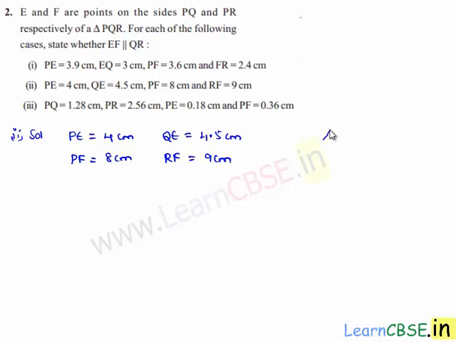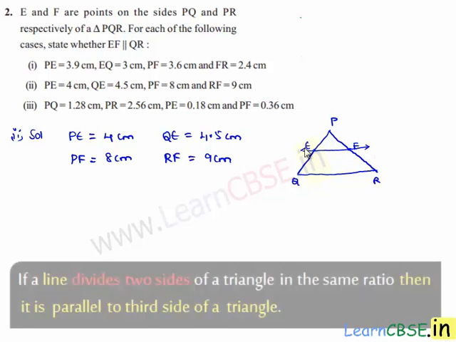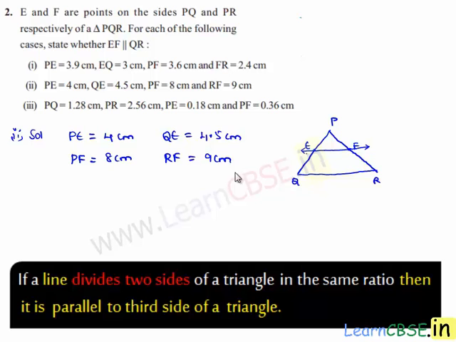Now let us consider a triangle PQR with E a point on PQ and F a point on PR. Let's draw a straight line EF. So from Converse of basic proportionality theorem, we can say that if a line divides two sides of a triangle in equal proportions, then the line will be parallel to the third side. So let us verify that condition.